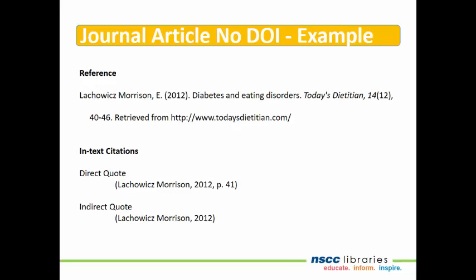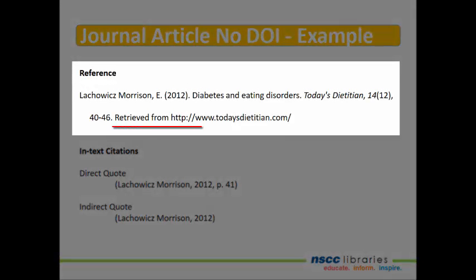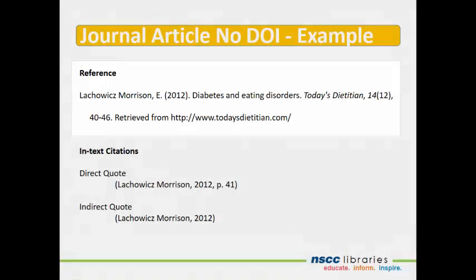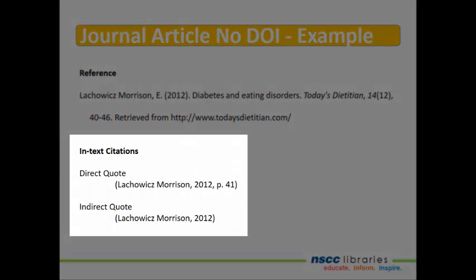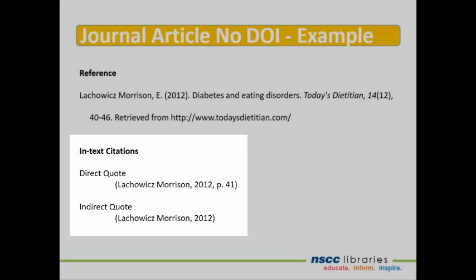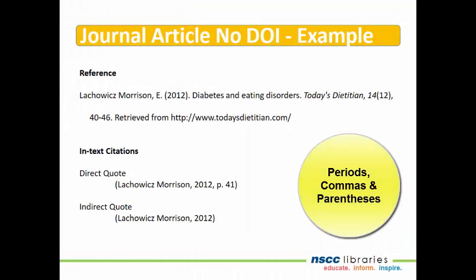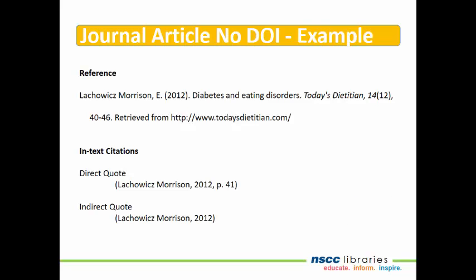In our example, there is no hyperlink or line under the URL. There is no period after the URL, and the font is the same as the remainder of the reference. Note the format for both the direct and indirect in-text citations. Note the use of periods, commas, and parentheses throughout the example.